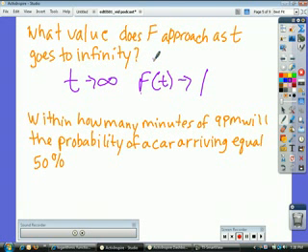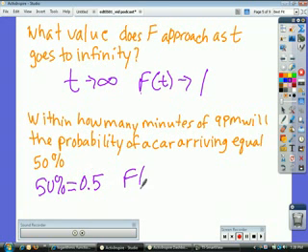Now, here's a new question. Within how many minutes of 9 p.m. will the probability of a car arriving equal 50%? Wow. Now remember, 50% is the same thing as 0.5. And in our two other answers, we got decimal values that we converted to percent. So this is really what we're looking for. And that 0.5 is a function value. F of t equals 0.5. We want to know what's the t that makes that happen.